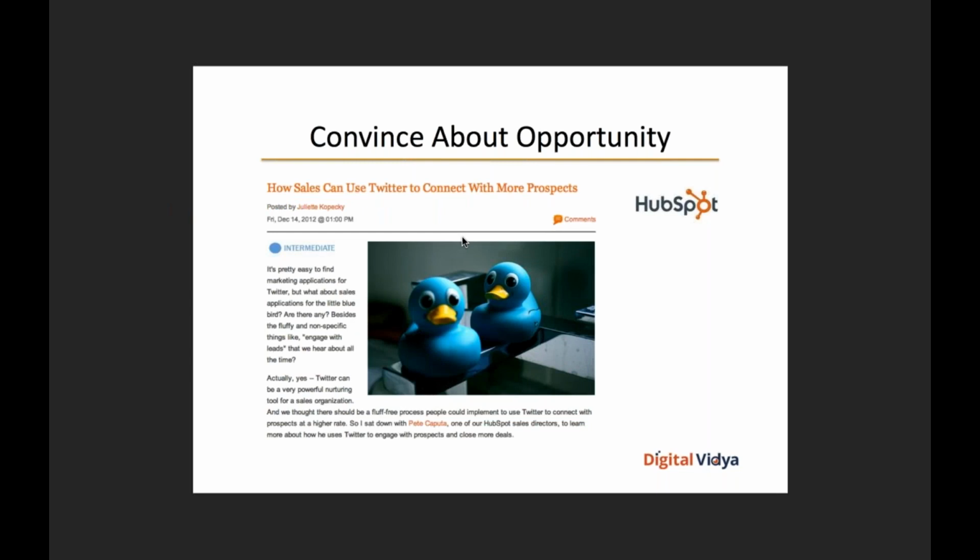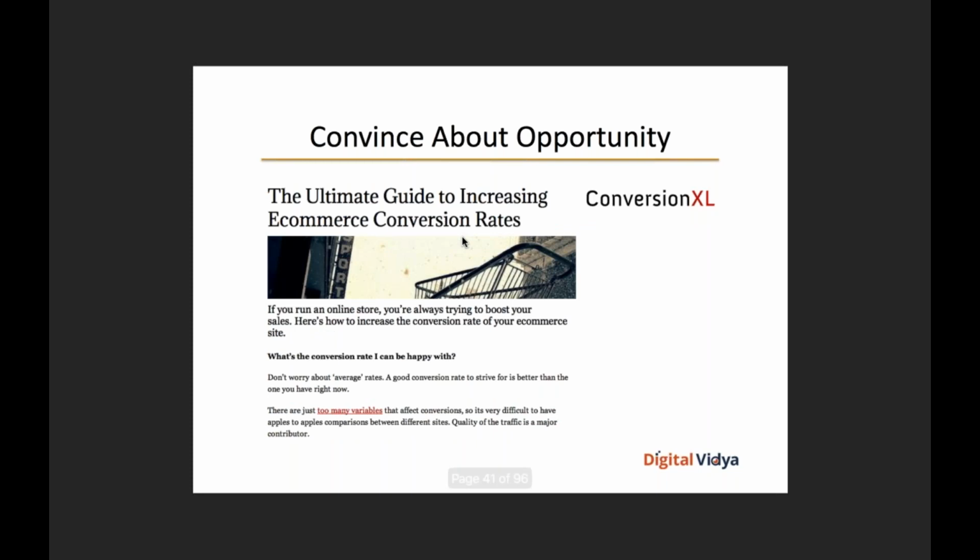What HubSpot realized, and this was a deep insight which Dharmesh, their founder and CEO, had, was that it's not just the marketing teams which influence the decision on purchasing a marketing automation system. The sales teams in a lot of cases are also involved. So they made a play, saying how sales can use Twitter and social media to connect with prospects. They were trying to bring sales folks in their target companies into the entire conversation loop. This was a very clever play, and again an example of how they were trying to convince customers about the opportunity.